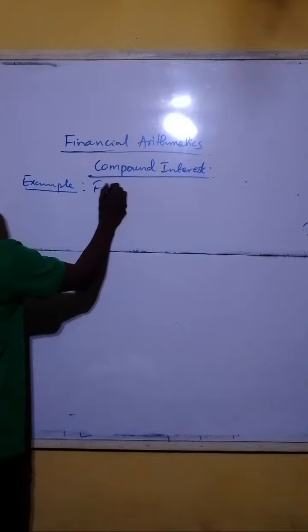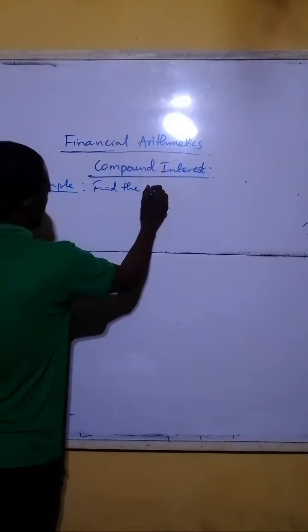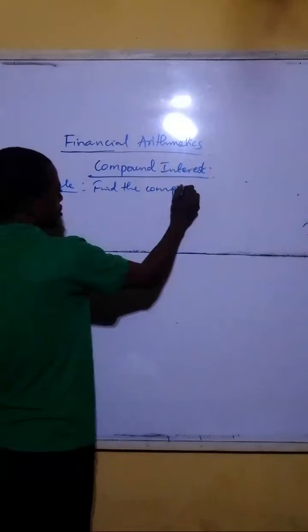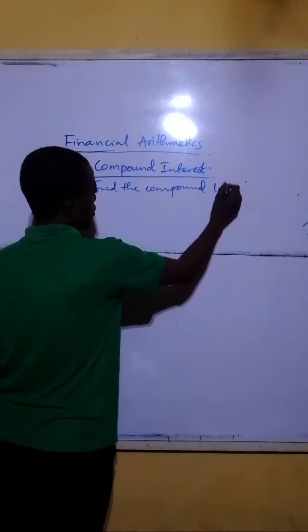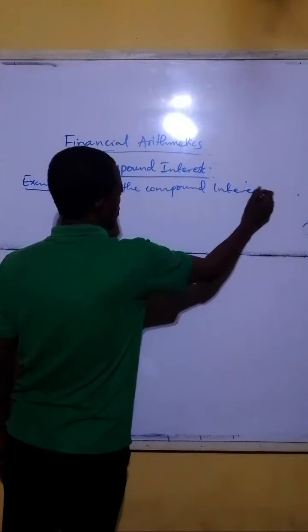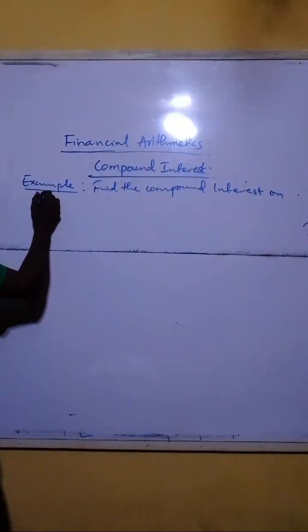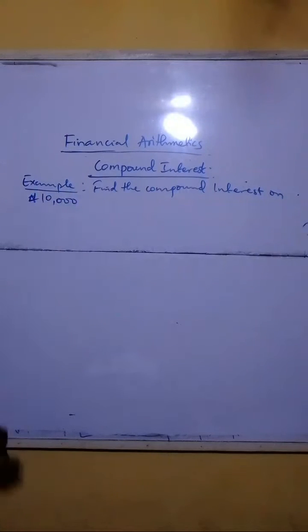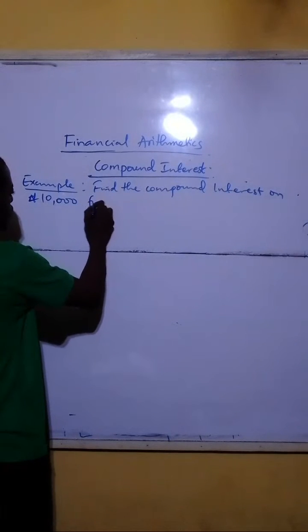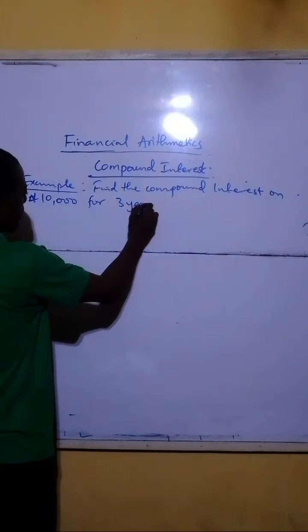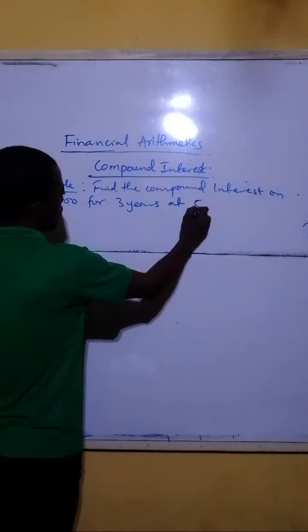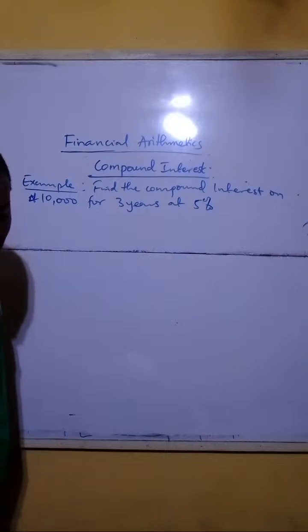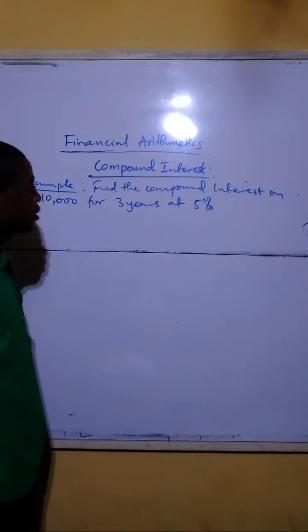Find the compound interest on 10,000 naira, 00 kobo for 3 years at 5% annual interest rate, compound annually.